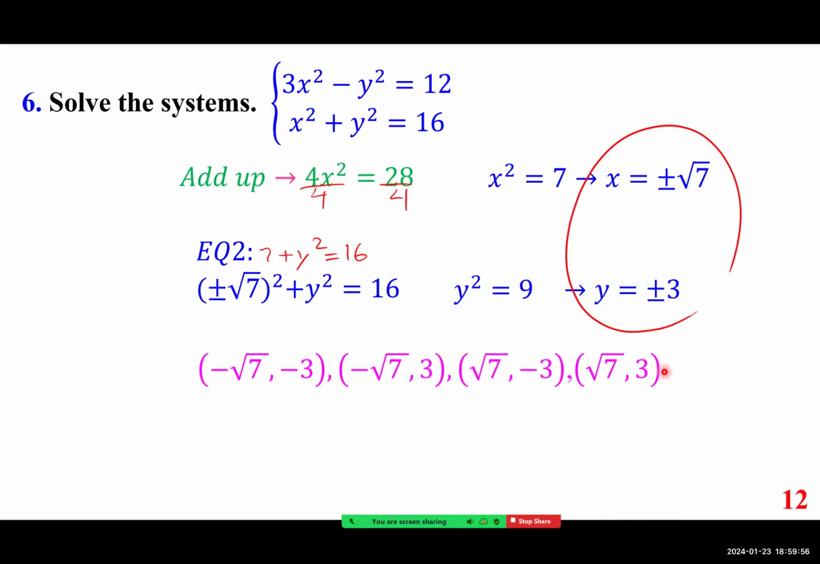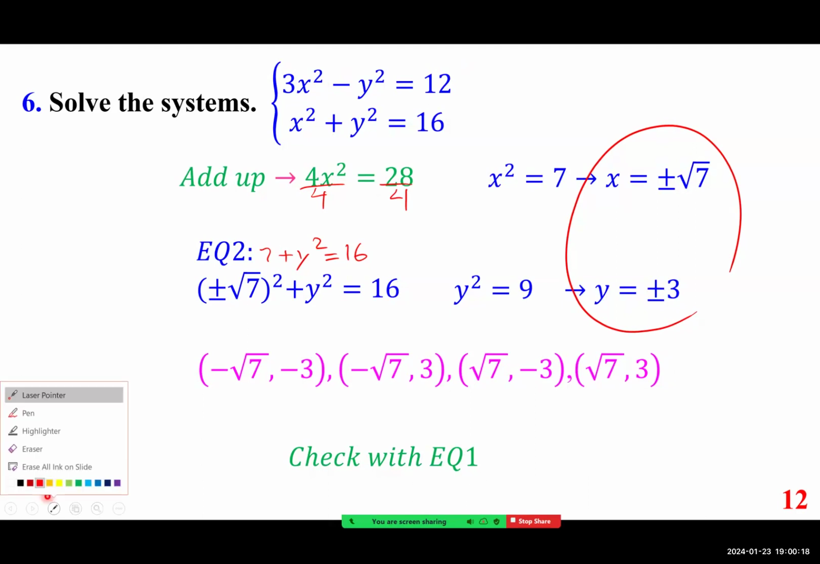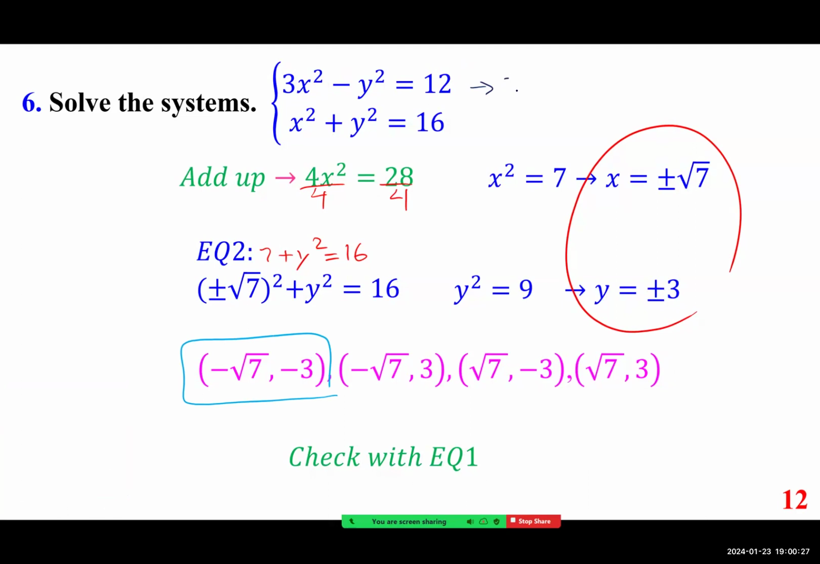So you have 4 solutions, and you should check, and the way you check it, because we used equation 2, just check with equation 1. And just for the sake of argument, if I use this one, let's just quickly, if I use this one, I get 3 times minus square root of 7 squared minus negative 3 squared. Is that equal to 12?